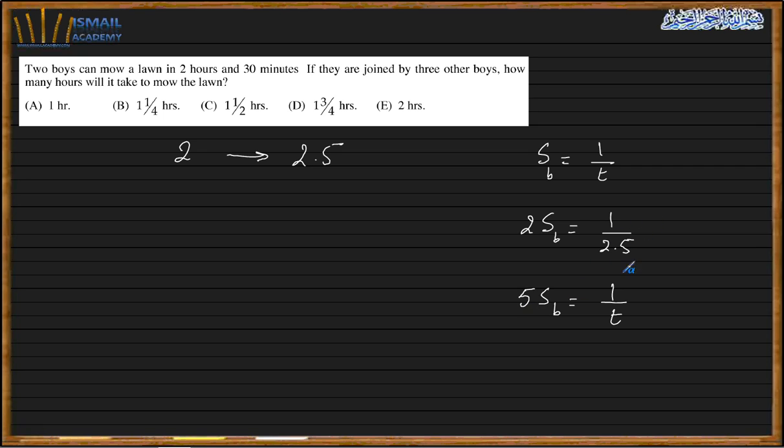So what I do here, I cross multiply, so I get 2 times 2.5 equals 1 over s, which is the speed of 1 boy. The same thing here, so we have 5 times t equals 1 over s, which is the speed of 1 boy. So I just switch the position of those two quantities, you see.